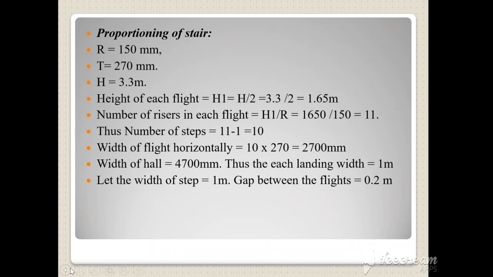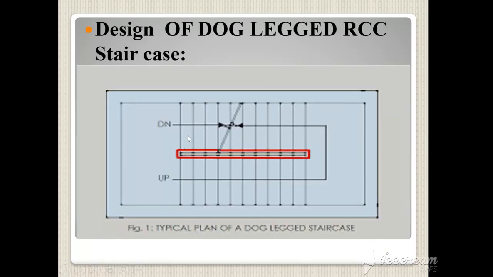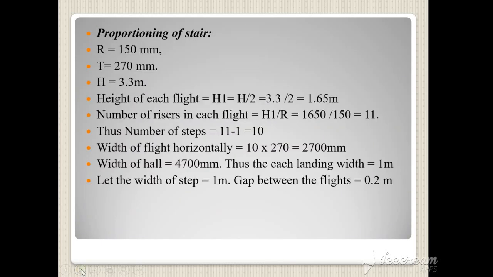I'll show you what is a flight. This is your flight, and this dimension is 270 mm. So 270 mm into 10 steps, 1 2 3 4 5 6 7 8 9 10, is equal to 2.7 meters, that is 2,700 mm. The width of the hall is 4,700 mm. We have two landings, and each landing width is 1 meter. So the width of the first landing, then comes your flight, then your mid landing. The gap between two flights is 0.2 meter.